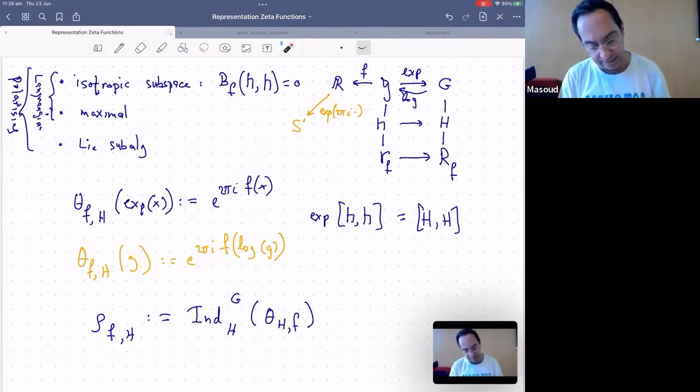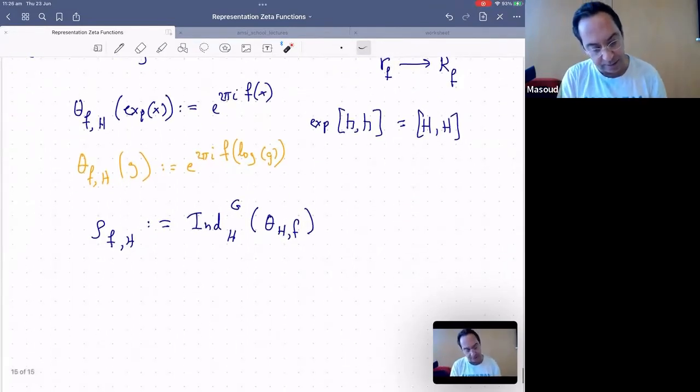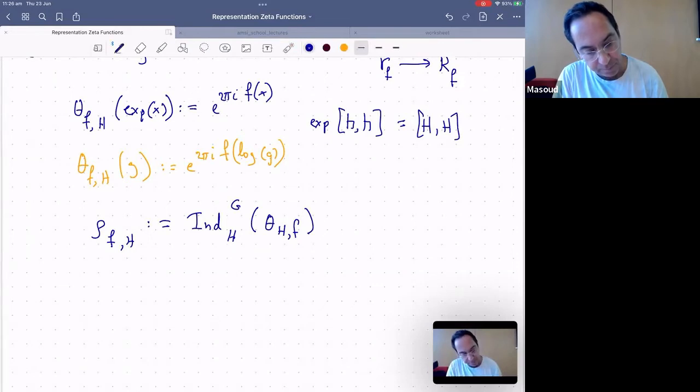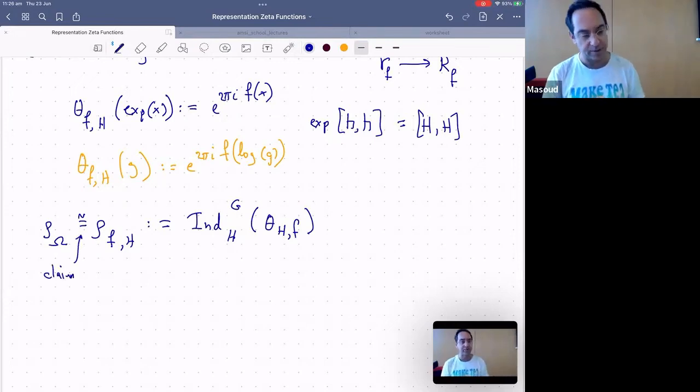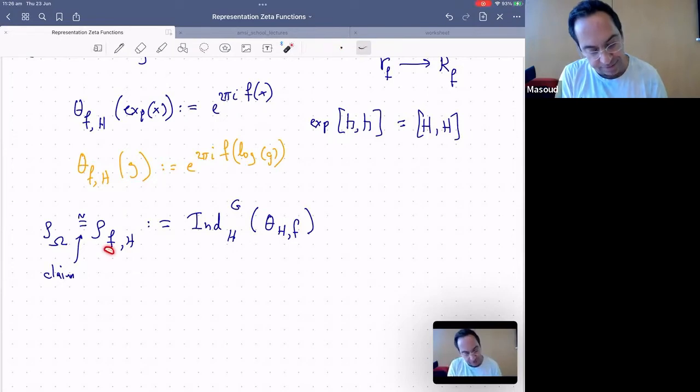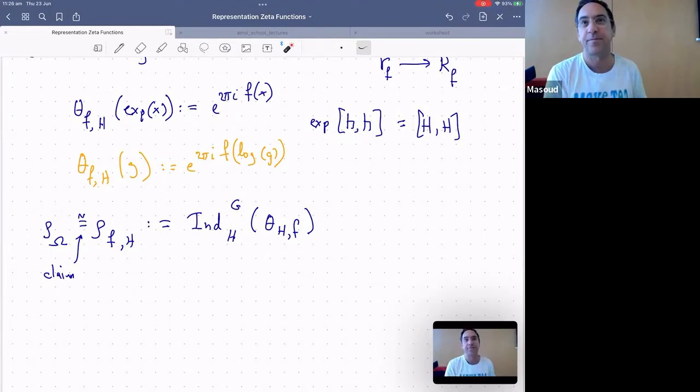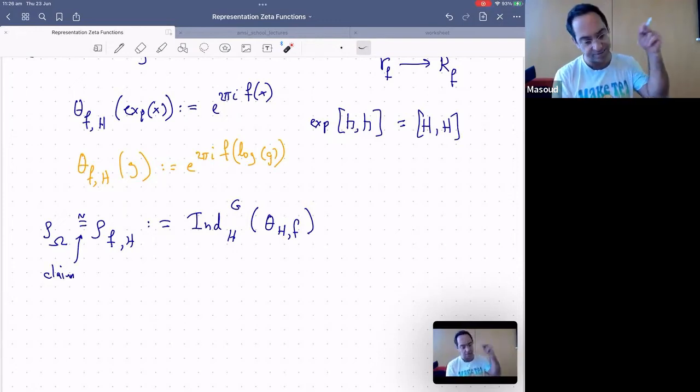But now the point is that this construction, so first, there's a claim here that this actually depends up to isomorphism only on omega. I'm not writing it in a nice way. It means that if you choose different f and different h, it will give you the same representation. So this representation up to isomorphism depends only on the orbit. It doesn't depend on any of the choices of the character and of the subgroup.